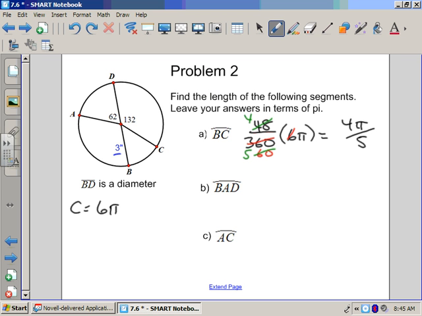How about the length of arc BAD? Well, that's exactly half of the circumference, and so I'm not going to have to do any work at all. I know that the length of arc BAD is 3 pi.